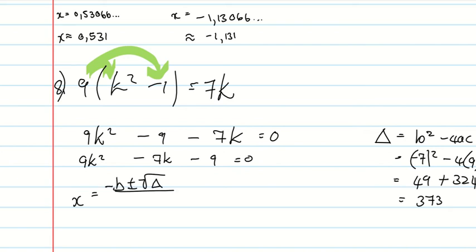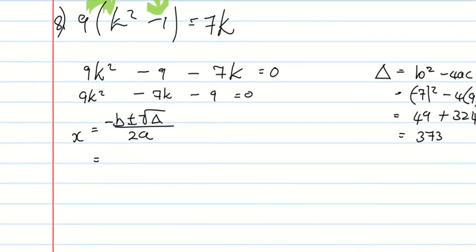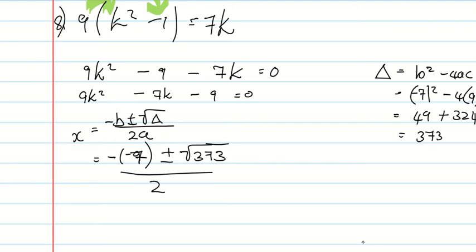Okay, now I write out my quadratic formula, and I say that becomes negative b plus minus the square root of the discriminant over 2a. I substitute my values. So now listen here, it's negative times negative b. So it's negative times the b value, which is negative 7, and then I say plus minus square root of 373 over 2 times 9 is equal to 18.